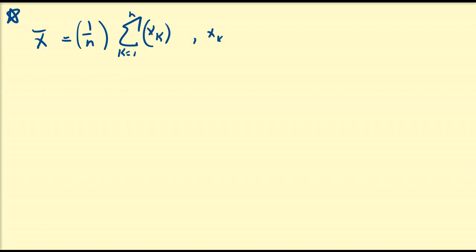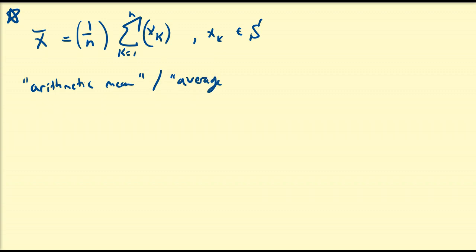Hello there. As you all have probably already been introduced to, the arithmetic mean x bar is defined to be equal to 1 divided by n multiplied by the sum from k equals 1 to n of our values xk. Here, xk belongs to some sample. And this is what we refer to as the arithmetic mean. And some people even refer to it as the average.